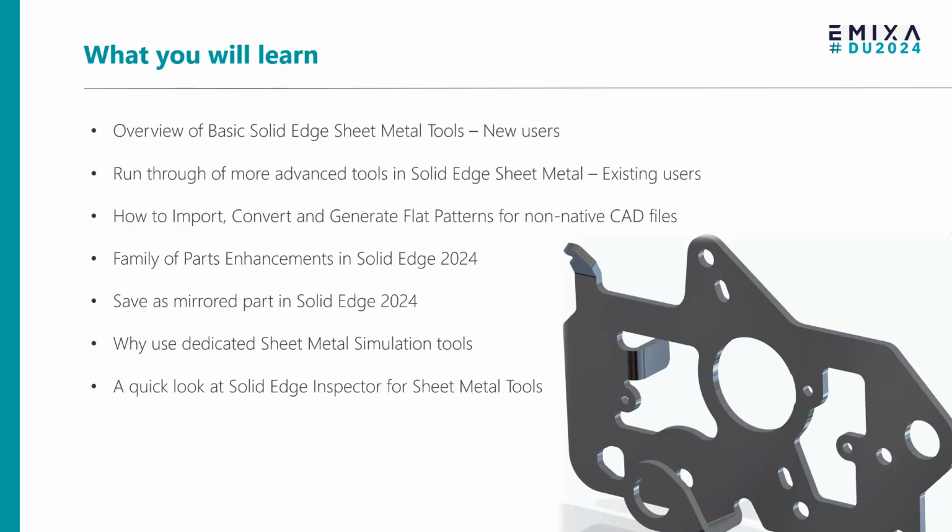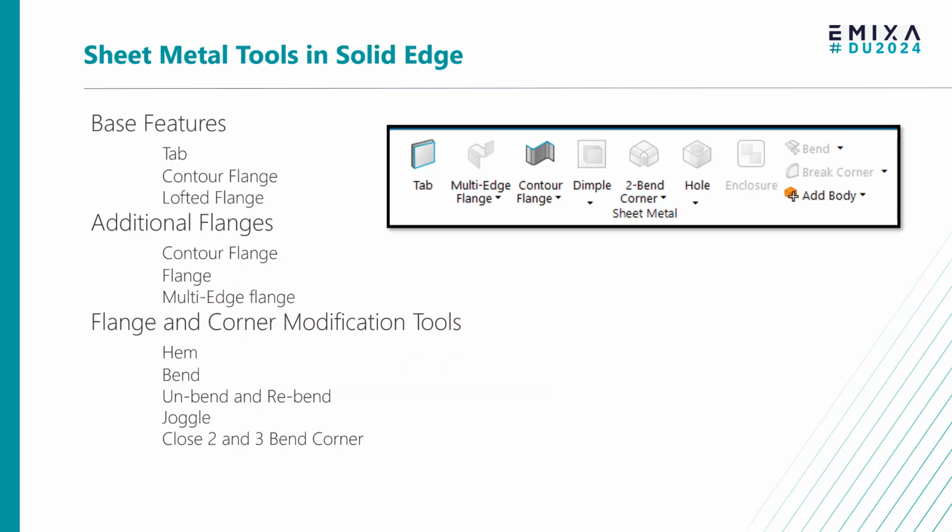So what we're going to learn during this session: an overview of the basic Solid Edge sheet metal tools, useful for new users. A run through the more advanced tools in Solid Edge sheet metal, great for existing users. How to import, convert and generate flat patterns from non-native CAD files. Family of part enhancements in 2024 that were based mostly around the sheet metal tools. Mirror part, which is available now in Solid Edge 2024. Why we use dedicated sheet metal tools. And a quick look at Solid Edge Inspector for sheet metal tools.